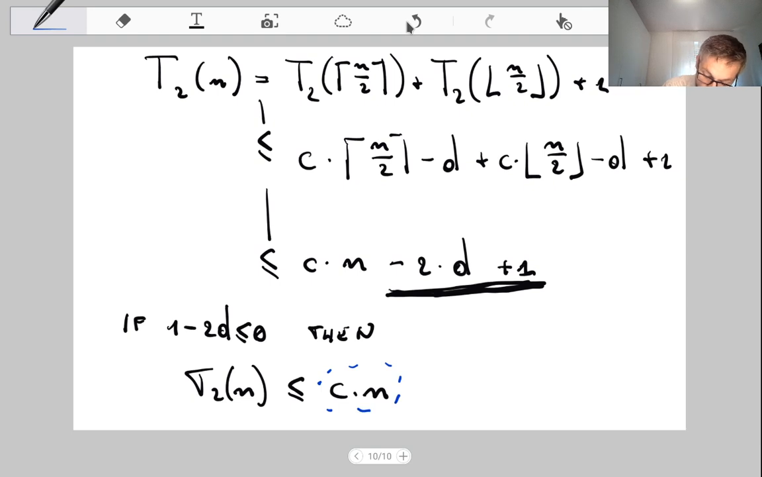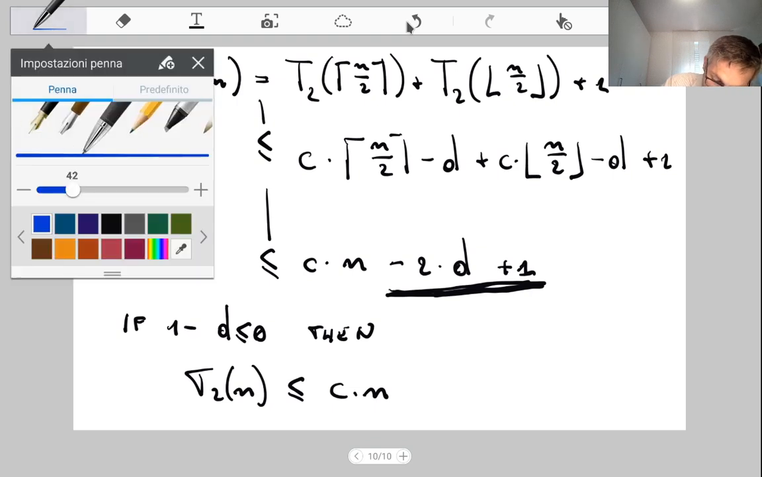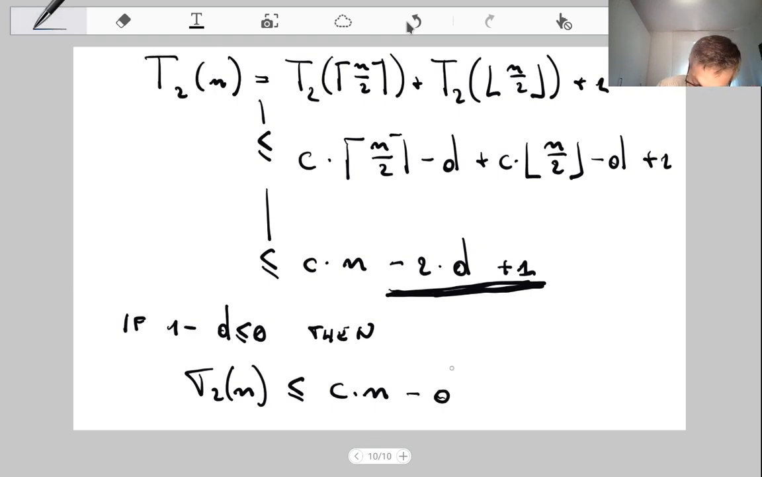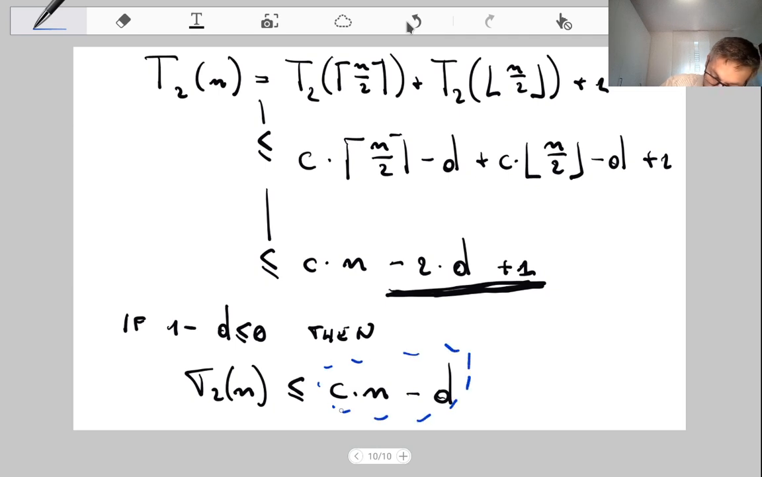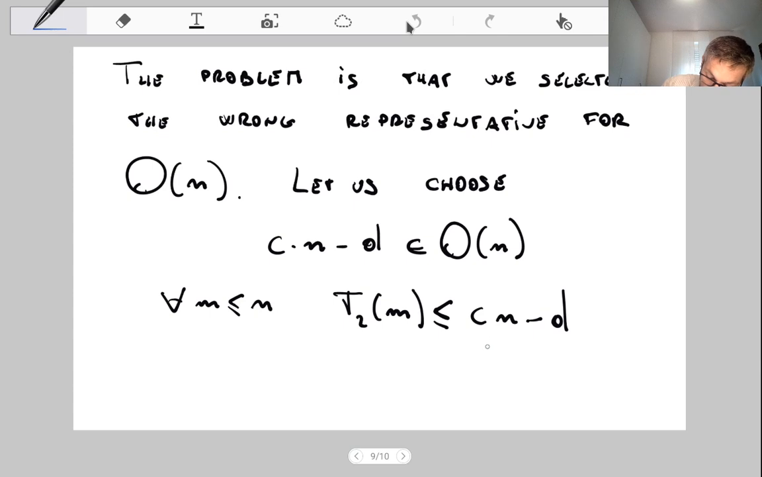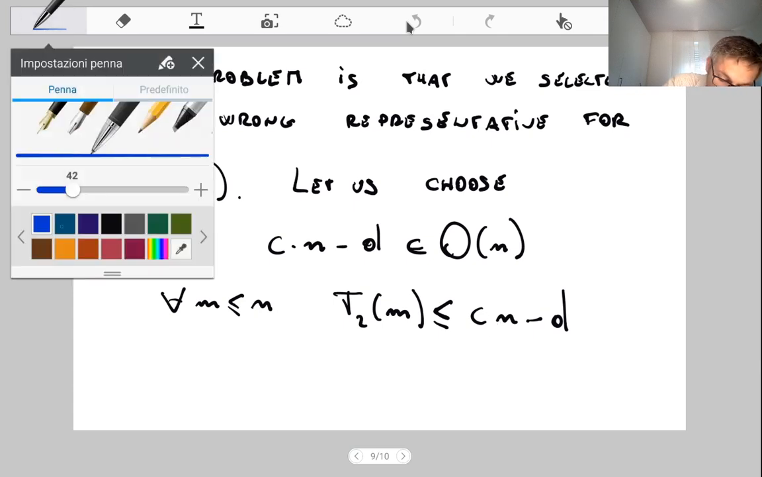Which is exactly what we want to prove. Oh no, I missed it. Sorry, this is not the case. This is not what we want to prove. What we want to prove is the following. So if 1 minus d is smaller than 0, then this stuff is smaller than Cn minus d. Okay, so this equation, this stuff of these terms, is exactly what we saw. This shouldn't be n, but should be m, of course. Is exactly what we saw here.